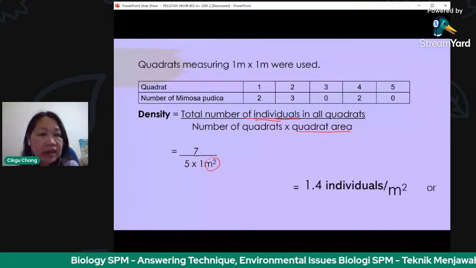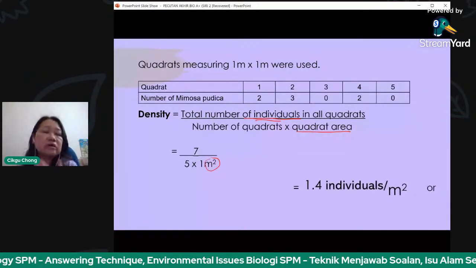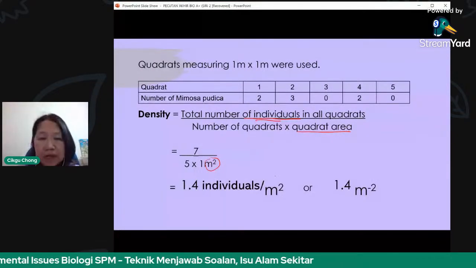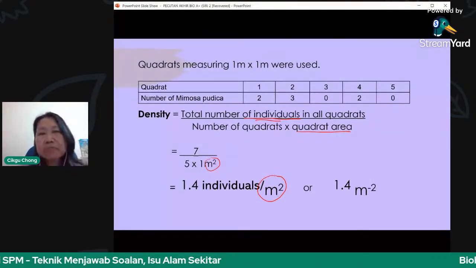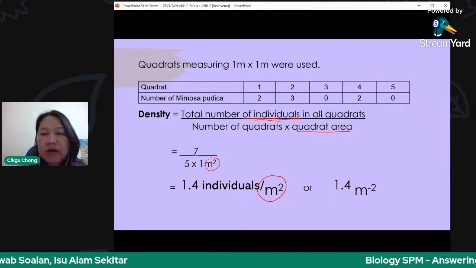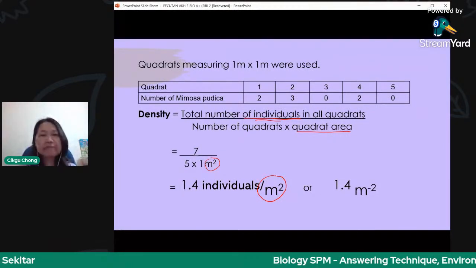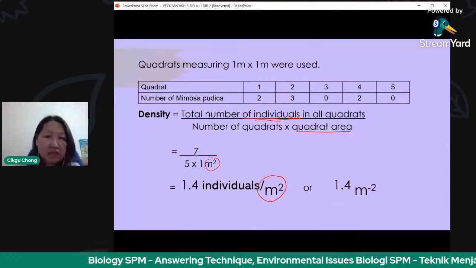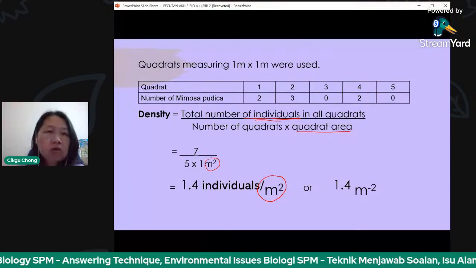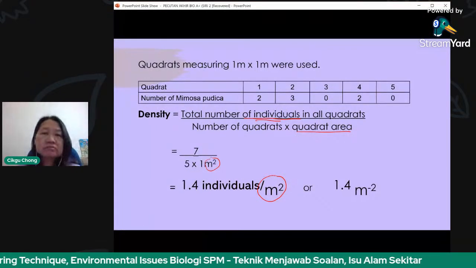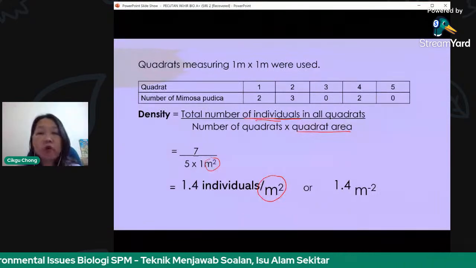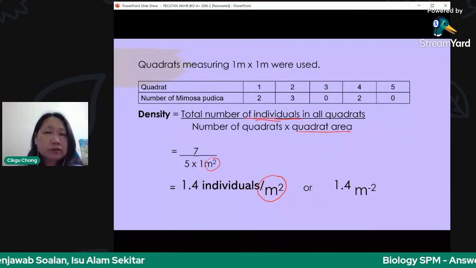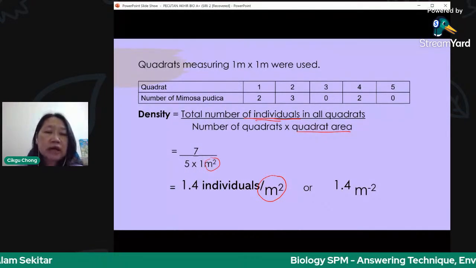Okay, in 1 meter area, you should get 1.4 individuals, or pokok, or plants per unit per meter square, or 1.4 m negative 2. It just means that in 1 meter square area, you should be able to find on average 1.4 pokok of Mimosa pudica. I know it's going to be very weird, 1.4, right? Doesn't matter because it's calculated. So 1.4 is perfectly fine. Okay, so this is your density.